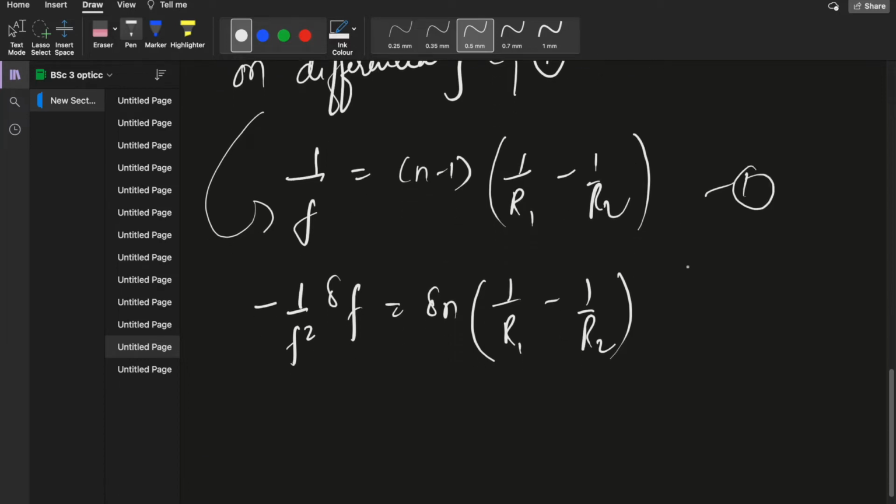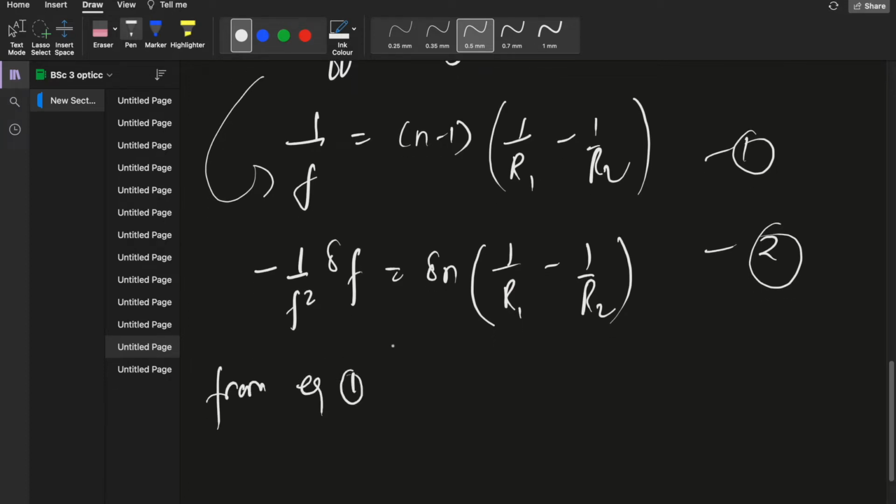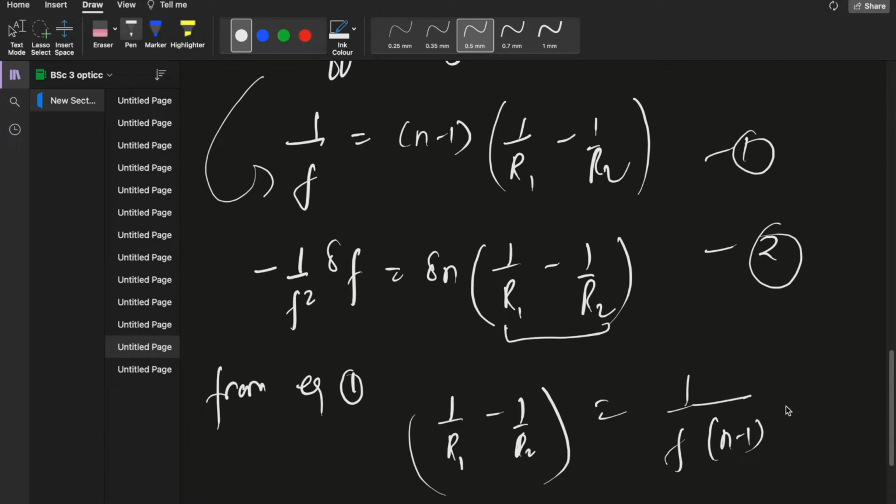Say this is equation 2. From equation 1, n minus 1 must be 1 upon f divided by (1 upon r1 minus 1 upon r2). Or if we want the value of 1 upon r1 minus 1 upon r2, from equation 1 we can find it as 1 upon f times (n minus 1). So just substitute this in equation 2.